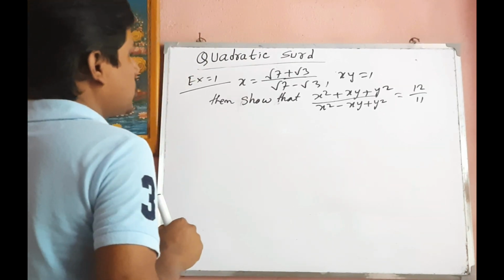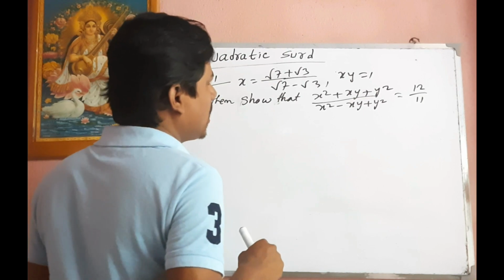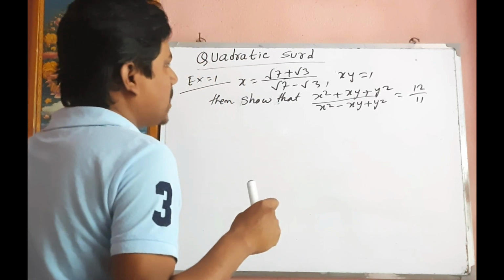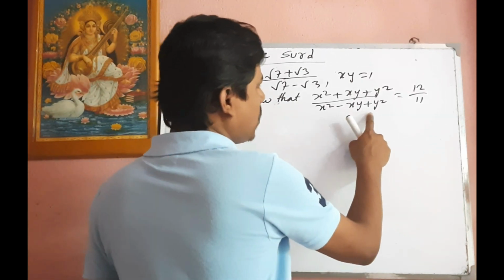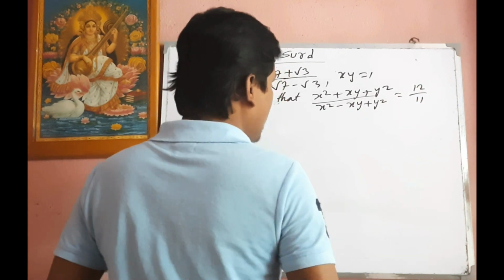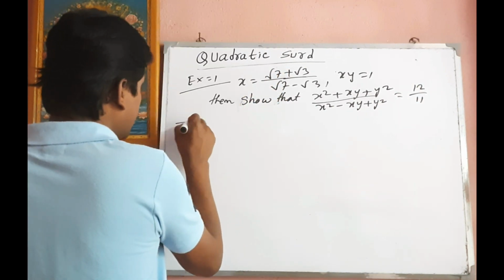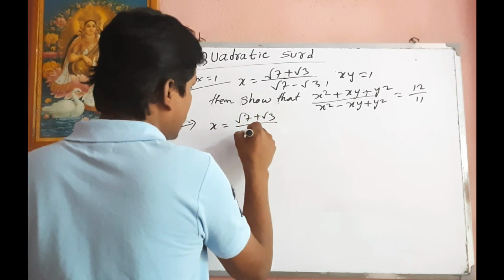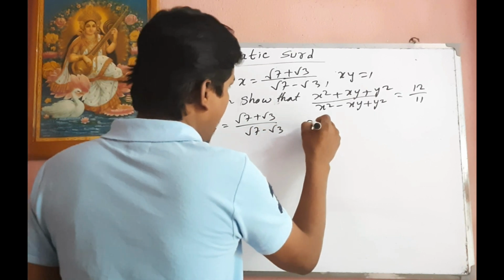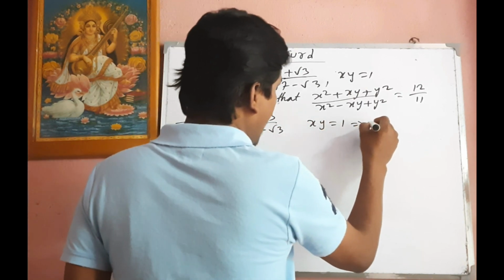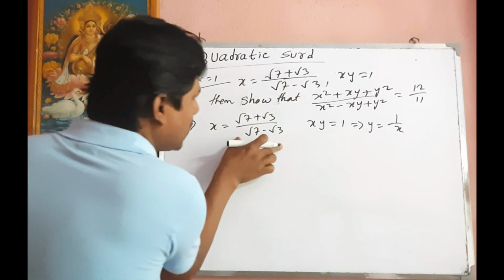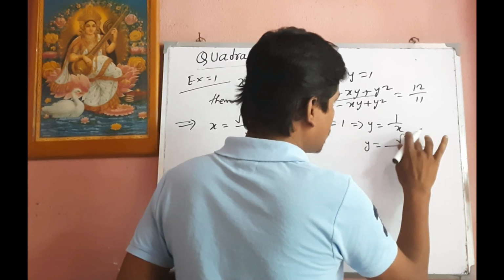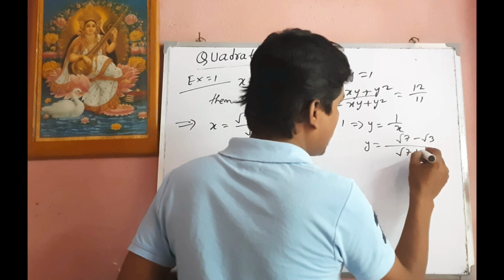Suppose x is equal to root 7 plus root 3 divided by root 7 minus root 3 and xy is equal to 1. Then show that x square plus xy plus y square divided by x square minus xy plus y square is equal to 12 by 11. Now according to the given information, x is equal to root 7 plus root 3 divided by root 7 minus root 3 and xy is equal to 1. So y is equal to 1 by x, that is, the reciprocal. So y is equal to root 7 minus root 3 divided by root 7 plus root 3.